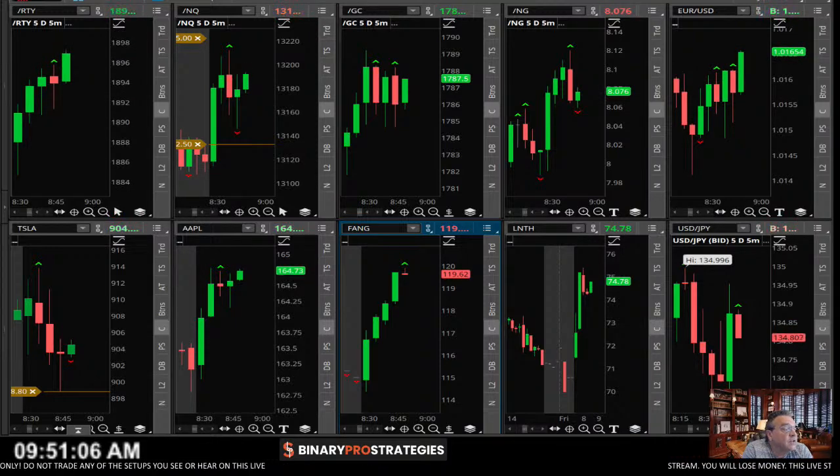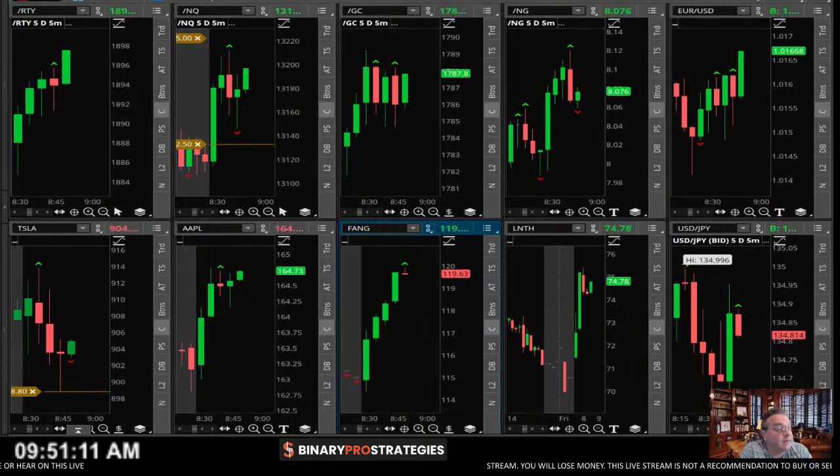All right, so still long the mini NASDAQ, slowly working its way back up again.